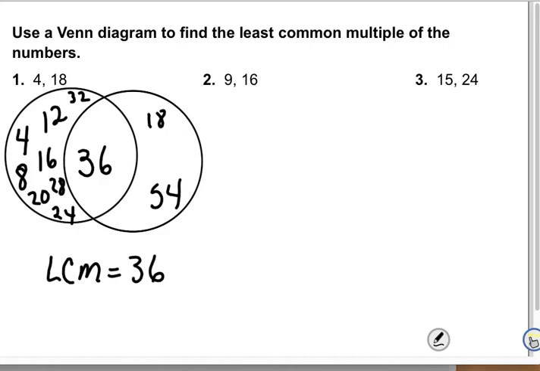Okay. Can you do 9 and 16? We did these two together. Can you do 9 and 16 now? And while you're doing that, I'm going to set up this one.